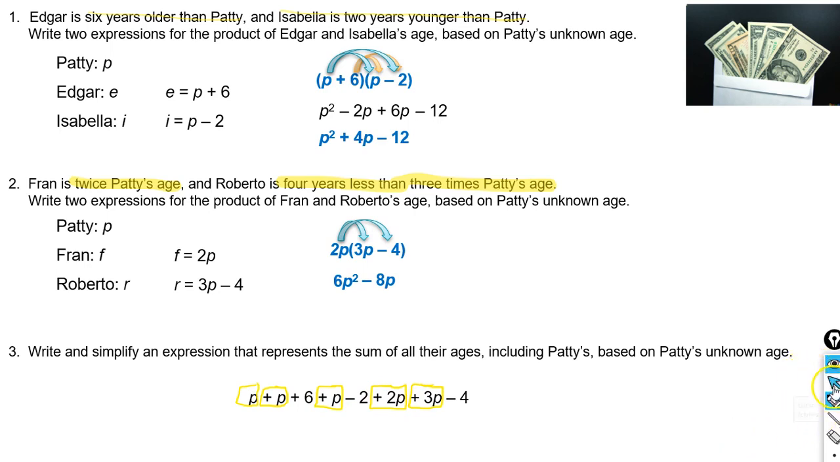Likewise, we will combine our constants. And so when we look at our constants, we've got 6 here and minus 2. 6 minus 2 would be 4. And then minus 4 would give me 0. So we ended up with 8p plus 0. And so our expression that represents the sum of all of their ages, including Patty's, would be 8p.